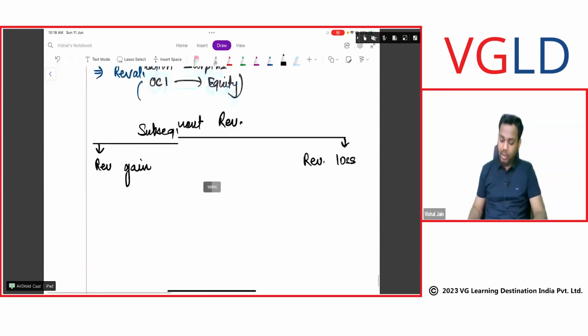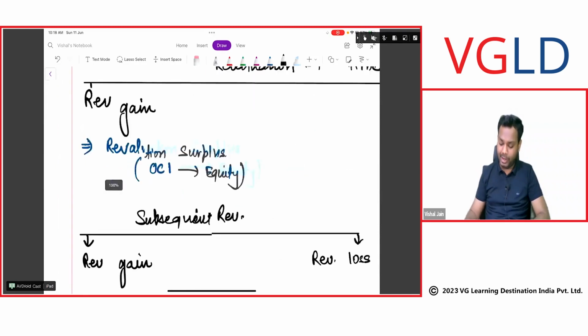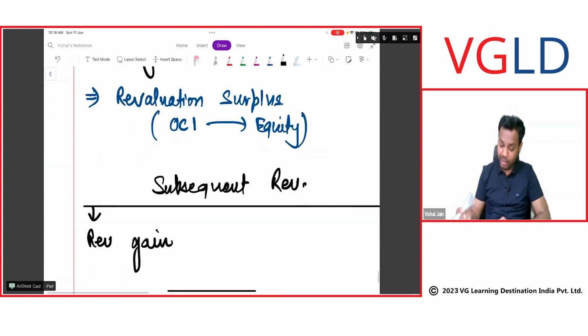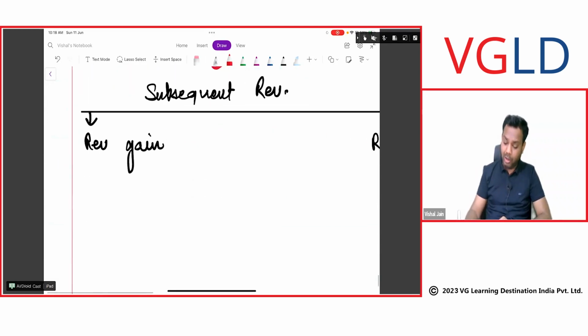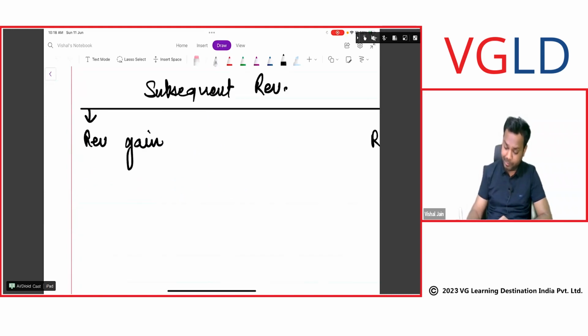Now, the first time we get a revaluation gain, and subsequently when we do revaluation we again get a revaluation gain. So what will we do? We will again recognize it in revaluation surplus.